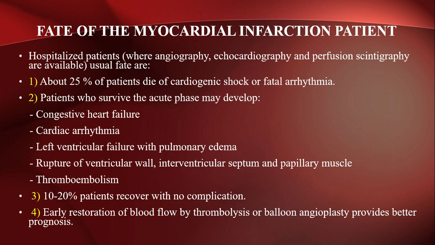The outcomes of myocardial infarction patients. In hospitalized patients, where angiography, echocardiography and perfusion scintigraphy are available, the usual fate is: first, about 25% of patients die of cardiogenic shock or fatal arrhythmia. Patients who survive the acute phase may develop congestive heart failure, cardiac arrhythmia, left ventricular failure with pulmonary edema, rupture of the ventricular wall, interventricular septum and papillary muscle, and thromboembolism. 10 to 20% of patients recover with no complications, and early restoration of blood flow by thrombolysis or balloon angioplasty provides a better prognosis.